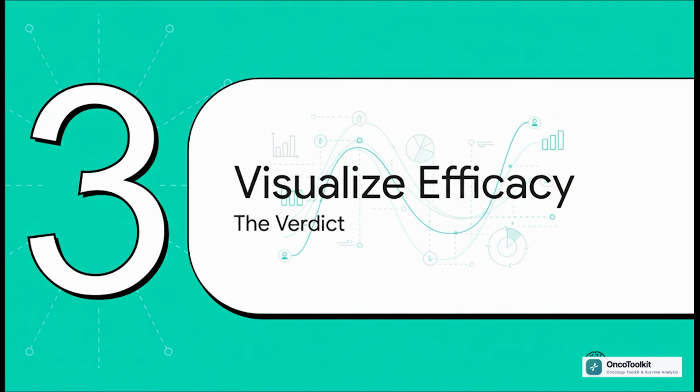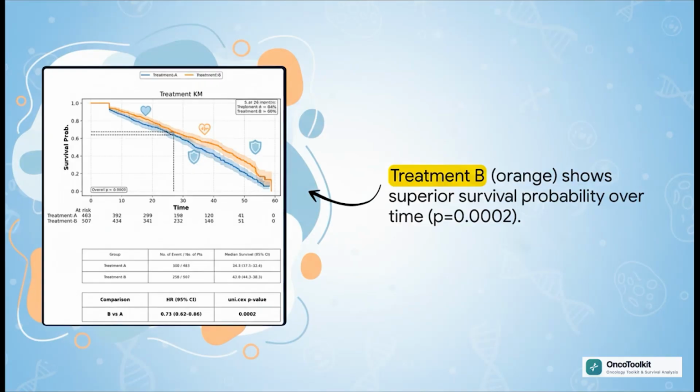But a picture can tell the story even more clearly. So let's move on to visualizing this result in a way that any clinician can understand in a heartbeat. And here it is, the Kaplan-Meier plot. This is the visual verdict. Just look at that clear separation. The orange line for treatment B is consistently above the blue line for treatment A. This shows a higher survival probability for patients on treatment B, and it holds up over time. That gap, plus that highly significant p-value, well, that's the visual proof you're looking for.